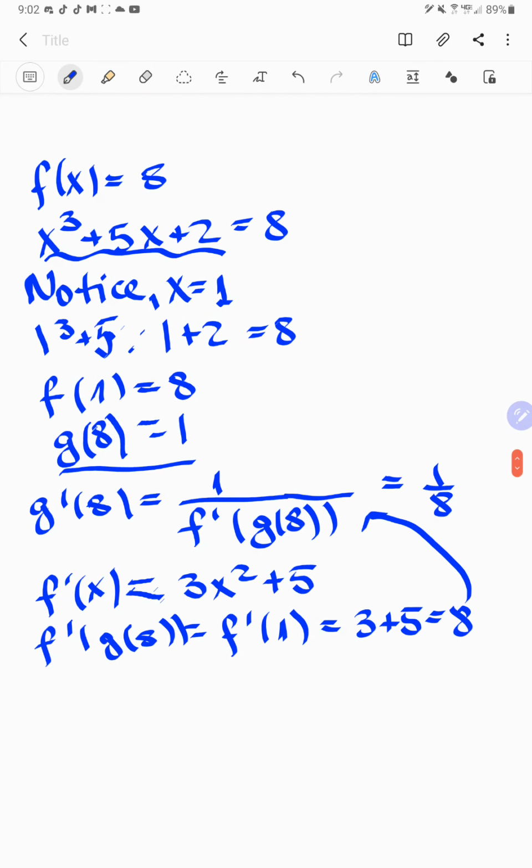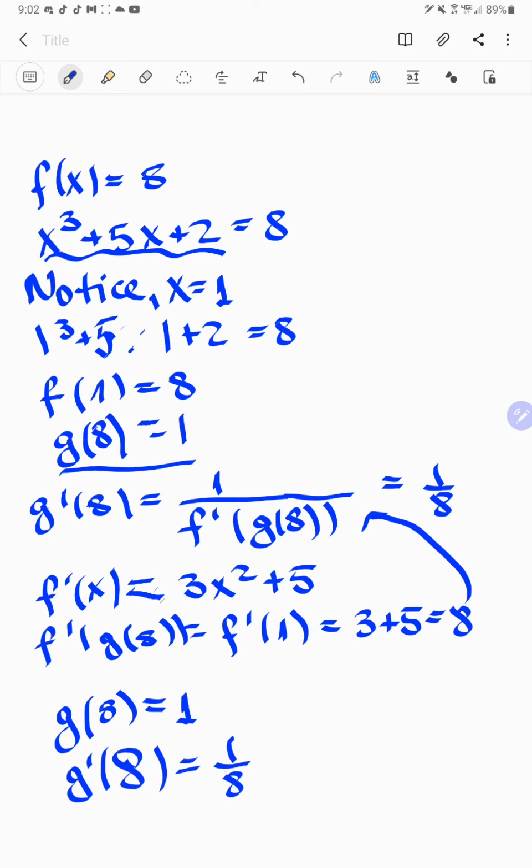So again, what you need to put in for the results is g of 8, which we get is 1, and g prime of 8, which we get as 1 over 8. And this is how to solve those two questions.